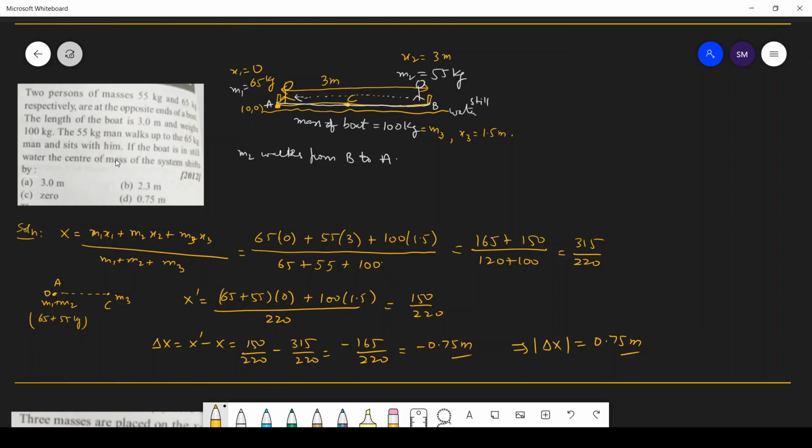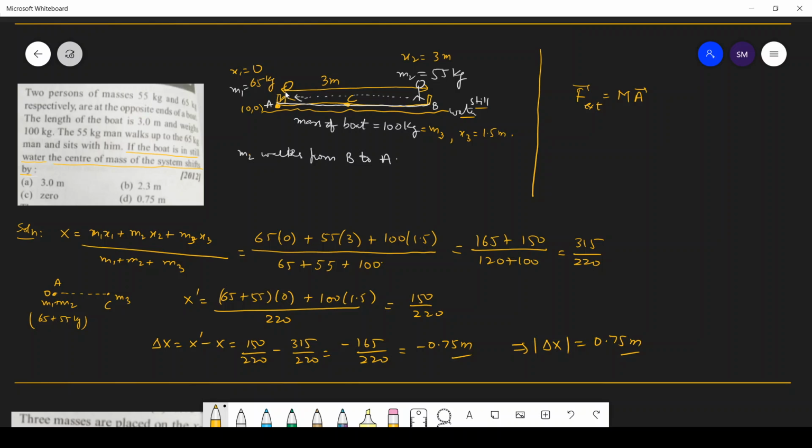But students, let us look at this question again. If the boat is in still water, the center of mass of the system shifts by how much? What is the formula we have? F external is equal to mass of the system into acceleration of the center of mass. How much is the F external in this case? Is there any external force? Is the water flowing? Water is still.